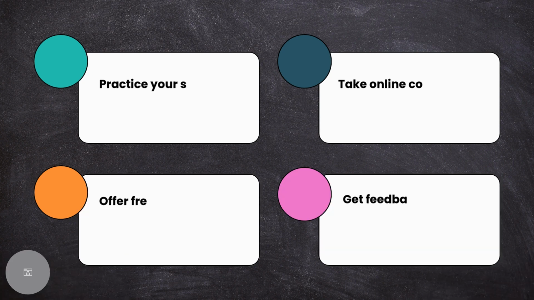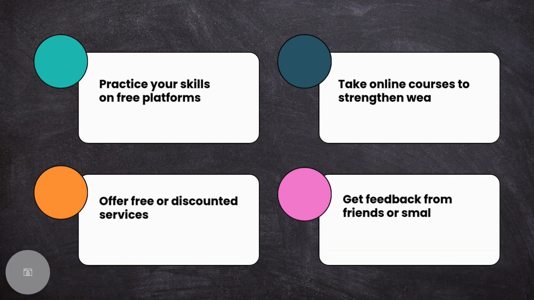All right, and here are some of the tips that I can share with you as we end this lesson. Number one is to practice your skills on free platforms. There are a lot of free resources, free websites that you can use to practice your skills. Example, typing. There are free typing websites, and you can practice there. Number two, take online courses to strengthen weak areas. There are free courses. There's also free YouTube courses available for you. If you want paid courses, then that's fine. It's up to you. It's also a great thing. I do encourage you to do that as well.